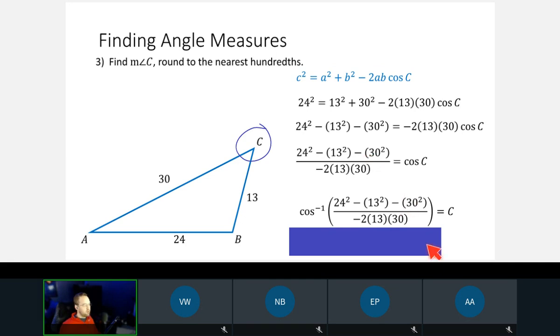If you decided to type in 24 squared and 13 squared and 30 squared and combine them, then you have one big number in the numerator. On the bottom, you could have done negative 2 times 13 times 30 and also have a relatively large number. Your answer should be the same as long as you didn't copy something wrong. So it's really up to you.